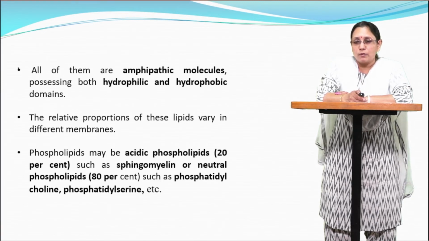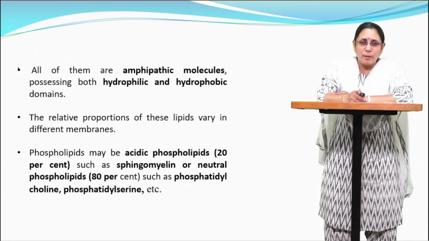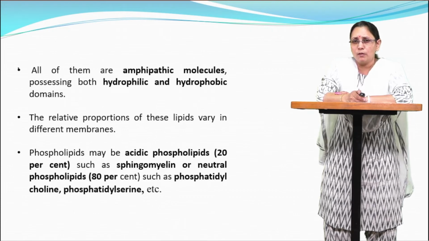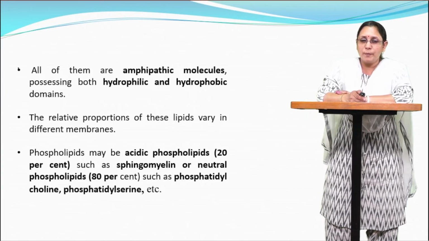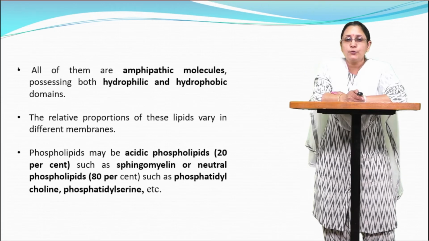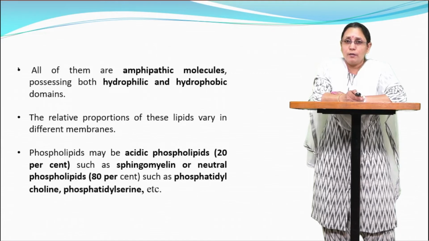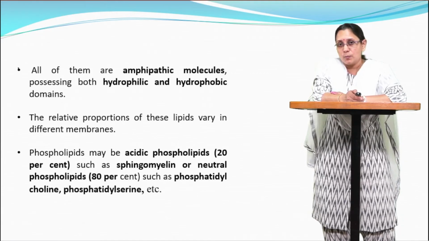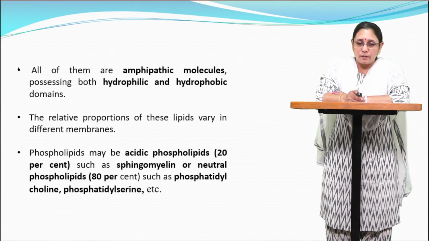The relative proportion of lipids varies in different membranes. As I already told you, if you observe the membrane structure in the plasma membrane of the cell and in membrane-bound subcellular organelles, more or less the composition or content is the same, only the proportion is different. Phospholipids may be acidic phospholipids, near about 20%, such as sphingomyelin, and neutral phospholipids such as phosphatidylcholine and phosphatidylserine. Basically, 3 different types of complex phospholipids can be seen in the plasma membrane: phosphatidylcholine, phosphatidylethanolamine, and phosphatidylserine.